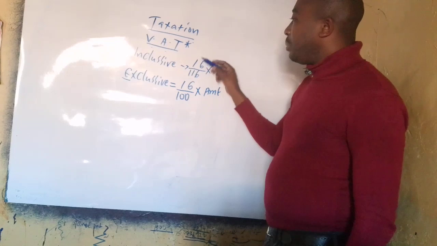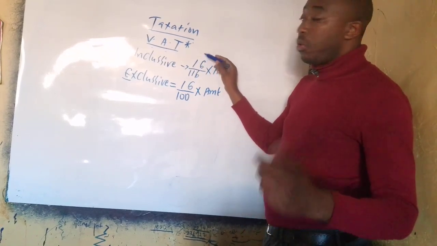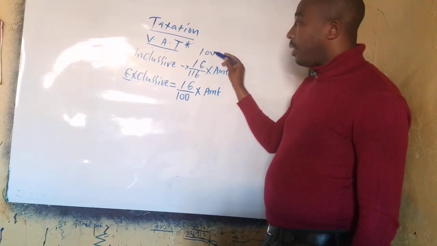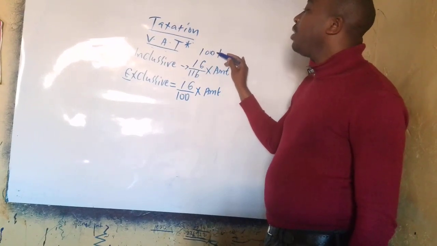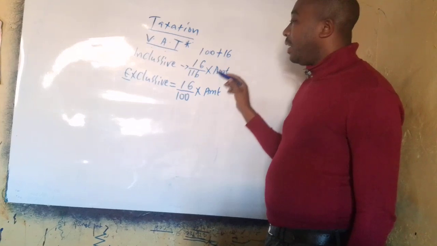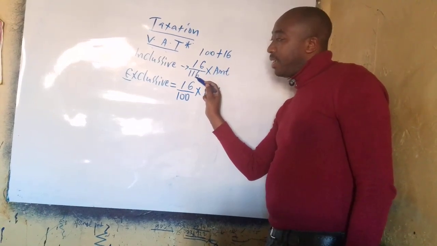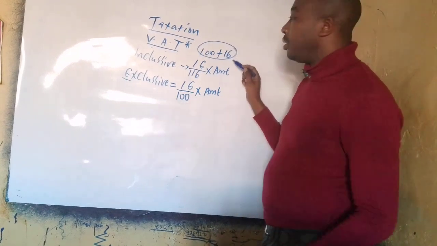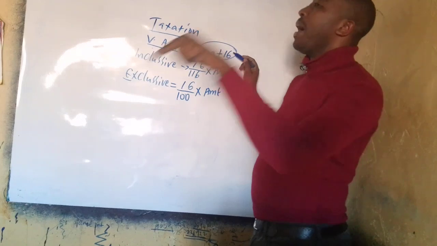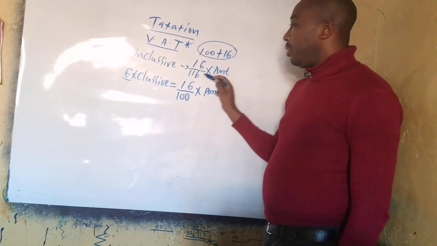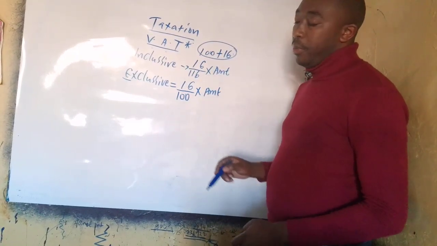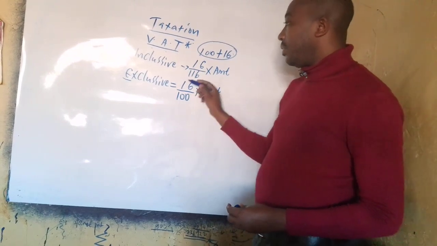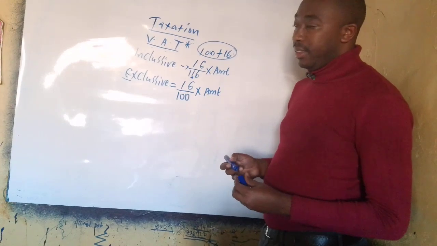For inclusive, remember, everything as a whole is 100%. So when you include anything, you are supposed to add, that is why we are using 116. It is 100% of that commodity plus 16% of the rate, and this translates to 116. So that is why I'm using 116.